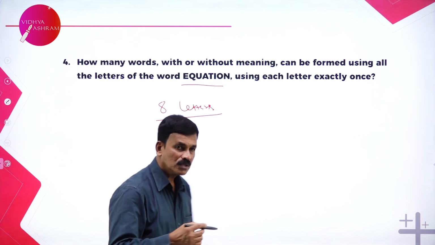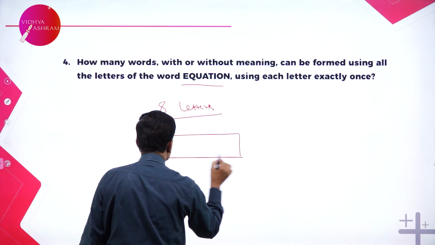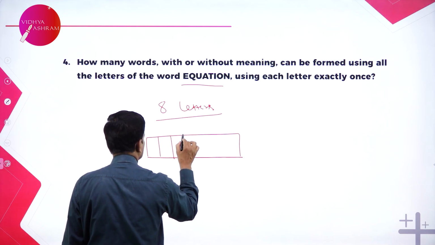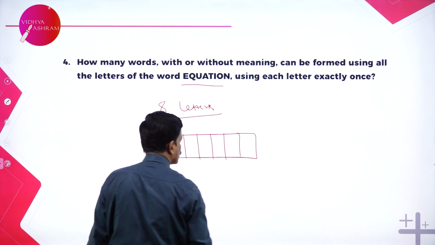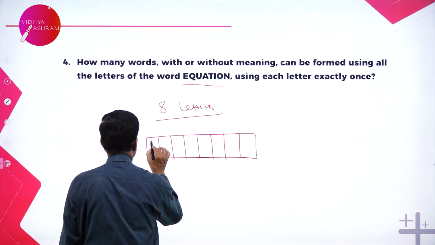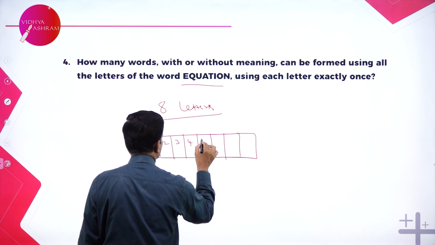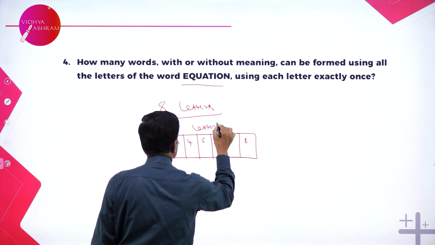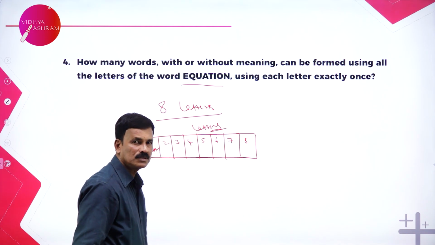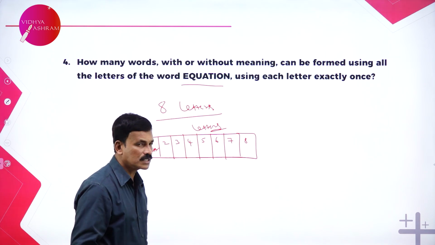8 letters. Now let us write the letters like this. So there are 8 letters: first, second, third, 4, 5, 6, 7 and 8 letters. This is the first letter, second, third, fourth and fifth, sixth up to the 8th letter.